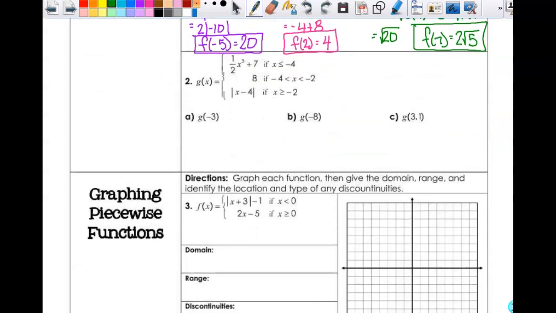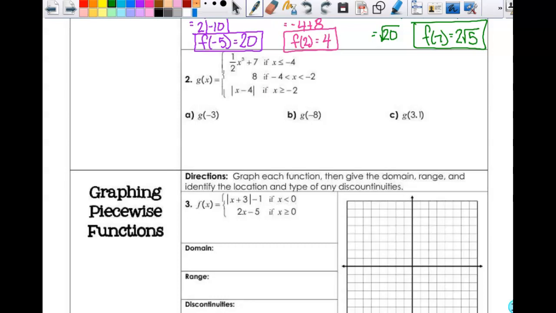Trust me. All right, let's look at number 2. And you can pause and try some of these on your own at any point. You're in control of all of that. So again, my bracket looks a little wonky here. I want g of -3. Well, -3, is that less than or equal to -4? No, it's not. -3 is between -4 and -2.